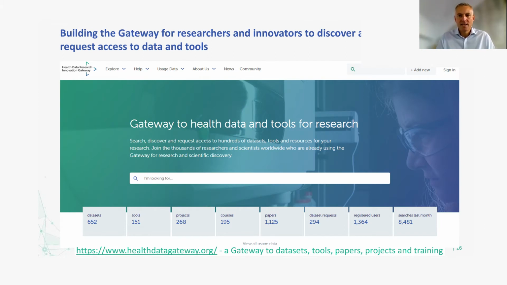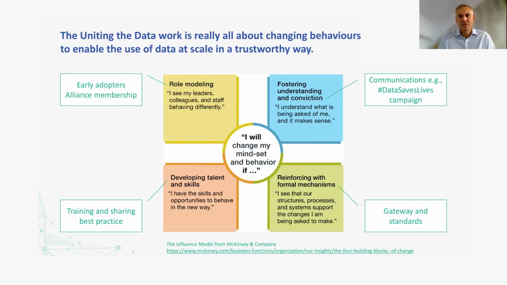The Gateway is a portal or platform that enables access to health data and tools for research. It doesn't hold the data itself, it holds the data about the data, this thing called metadata, the descriptive information. That is trying to provide greater discovery and accessibility of these different data sets, but also to use it as a platform for driving through changes of behaviour. That's one of the things I wanted to briefly touch on: what we're trying to do within uniting the data within HDR UK is really about influence and changing behaviour.